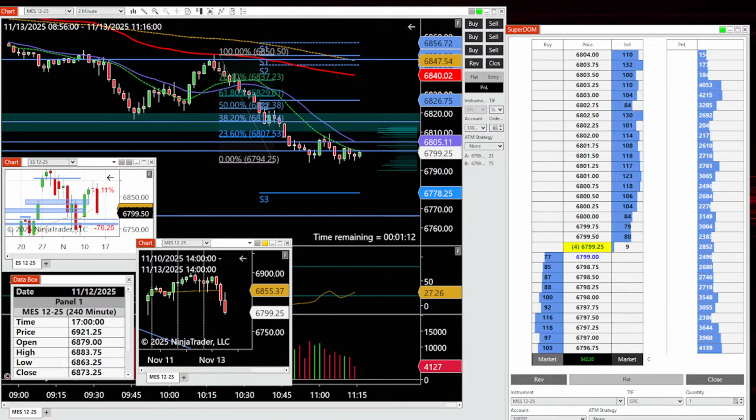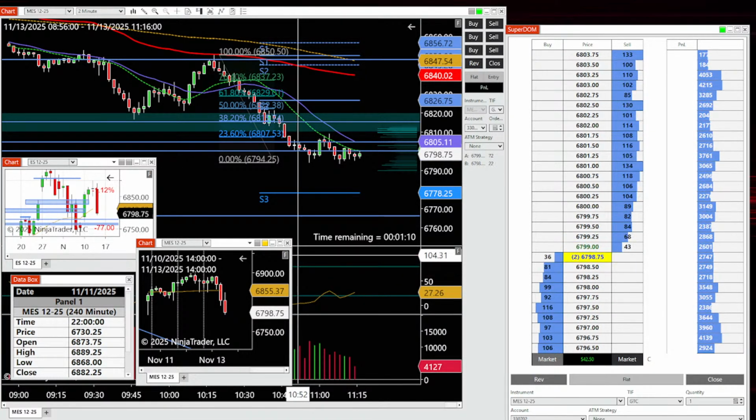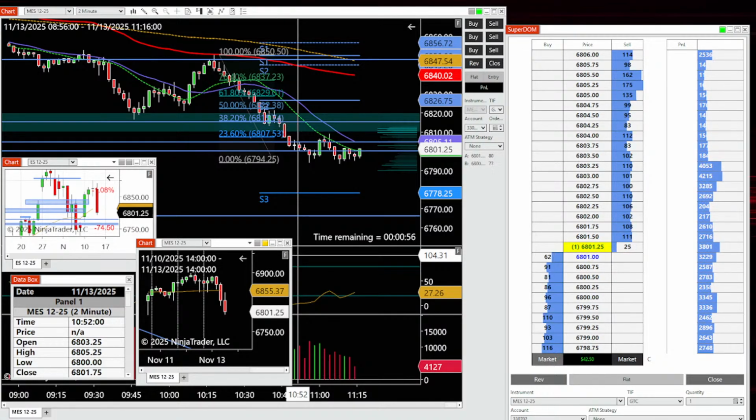What time is it? It's 11:14. 1 minute, another 15-minute bar about to open. It's about time for me to go. I had that last trade. That was nice. Seemed like it kind of messed up my exit.